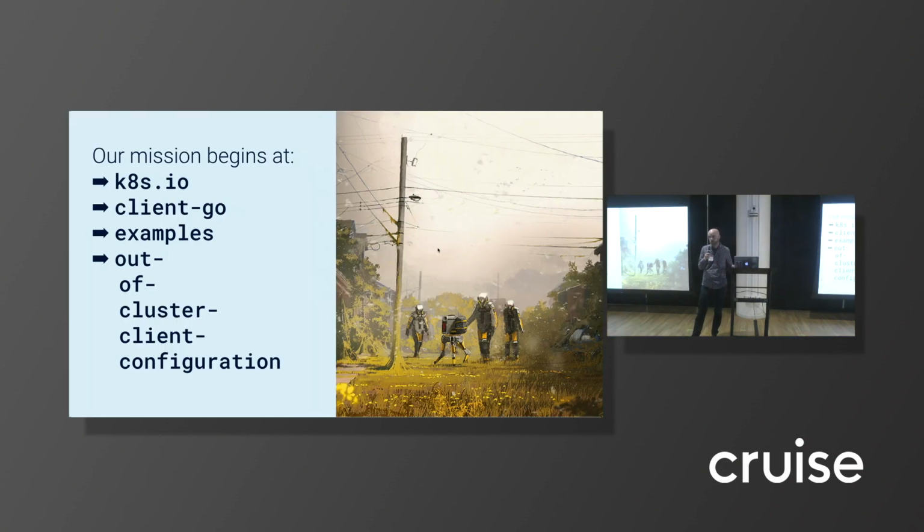Okay, so the good thing is here we're working with the Client Go project, which is one of the Kubernetes sub-projects. And Client Go actually includes examples. So there is an examples directory, and within there are a bunch of different examples, so you can find one that works for you. We're going to start with their out-of-cluster client configuration example.